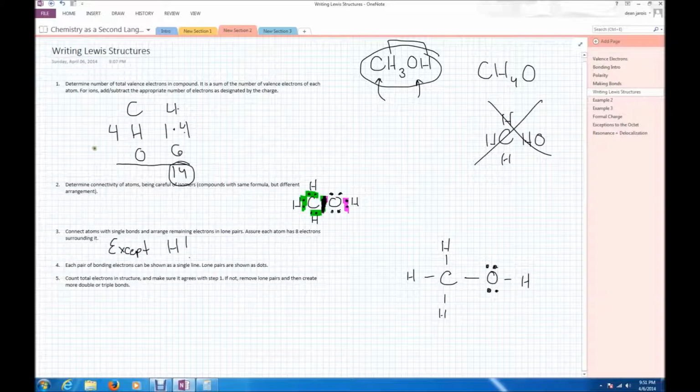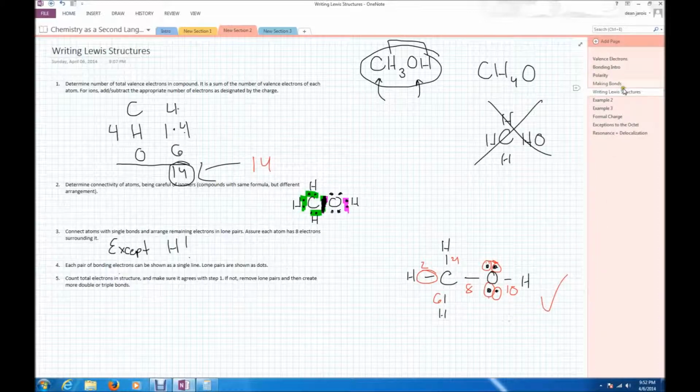And number 5 says that we need to double check it by counting the number of electrons in it and seeing if it matches up with this number that we got up here. So remember that each line represents a bonding pair, so we count those as 2. So 2, 4, 6, 8, 10, 11, 12, 13, 14. That agrees with up here. So this is the correct Lewis structure for methyl alcohol, CH3OH.